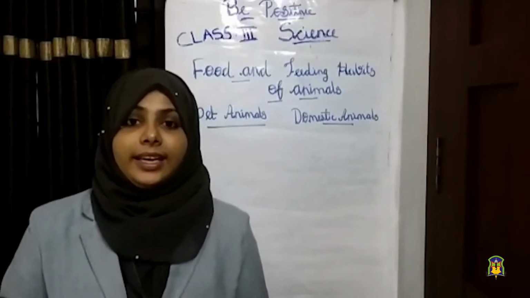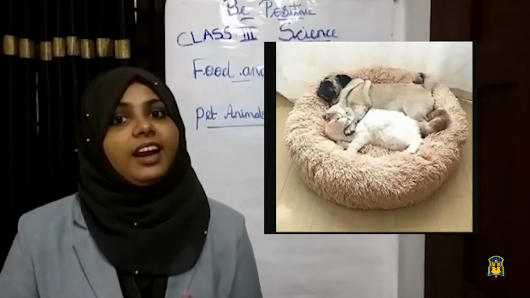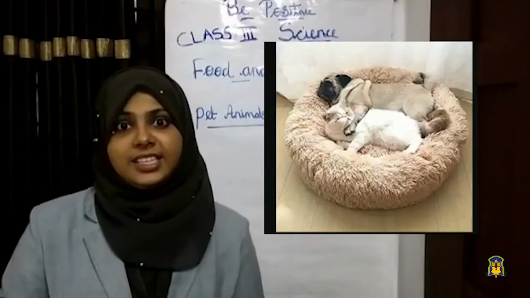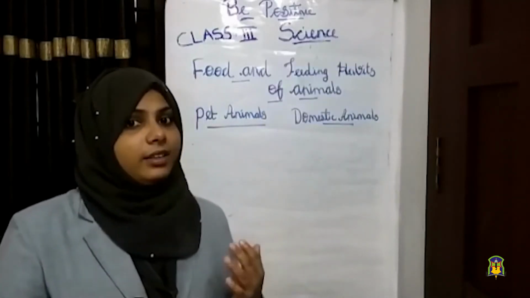And what about this Bubblu? It eats both plants and animals. So it's an omnivore. Bubblu is an omnivore. Then we are going to discuss pet animals and domestic animals.